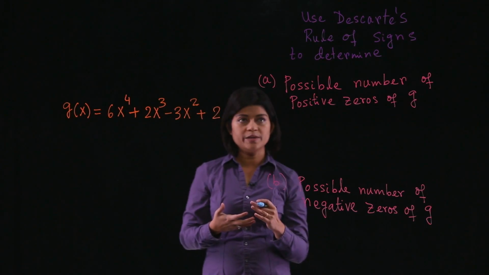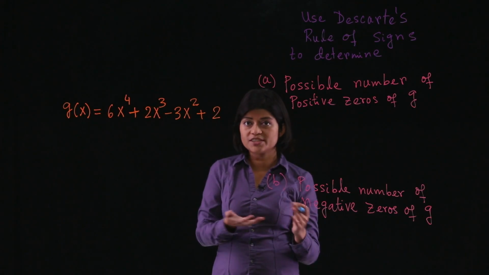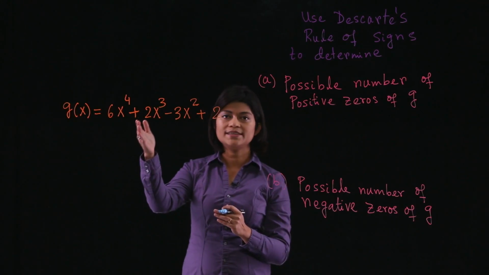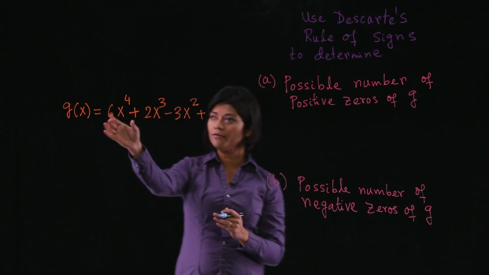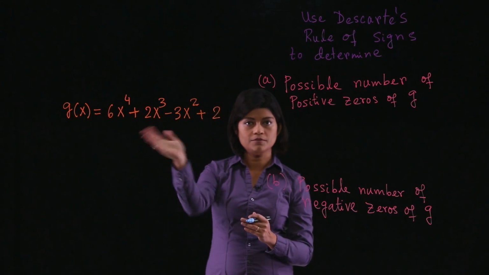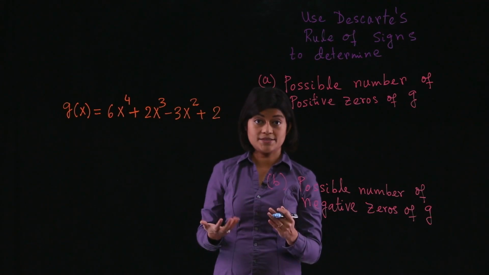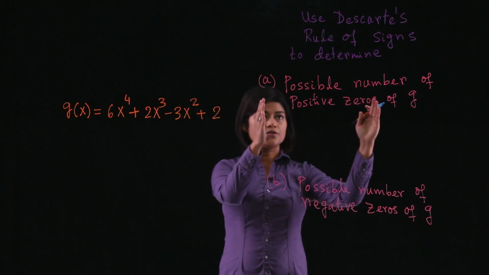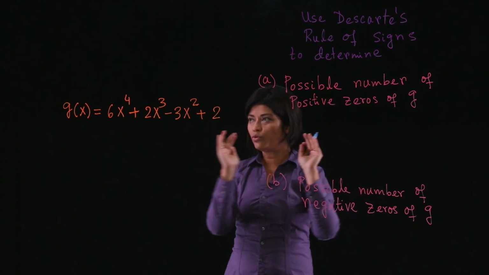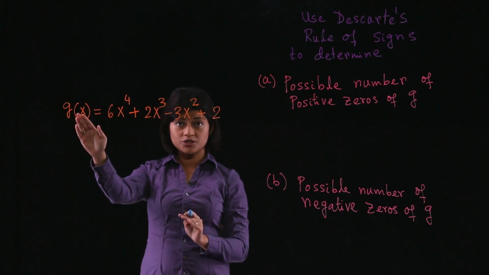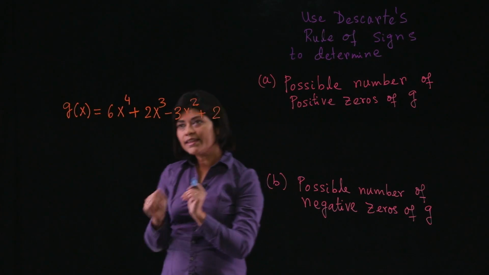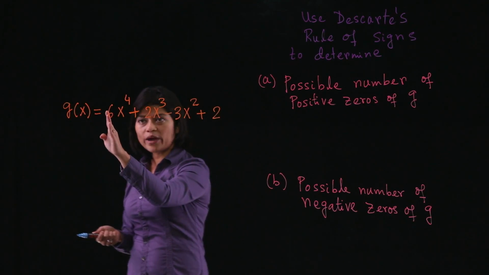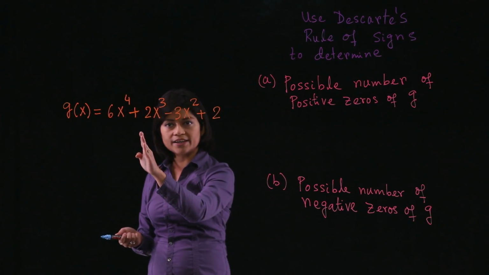In order to determine the possible numbers of positive and negative zeros, we have to look for variations in signs of these various terms of this function. That's Descartes' rule of signs. Now, in order to figure out the positive zeros, we start with the original function g of x, and then we look at the various terms and see where we are having a change in sign.